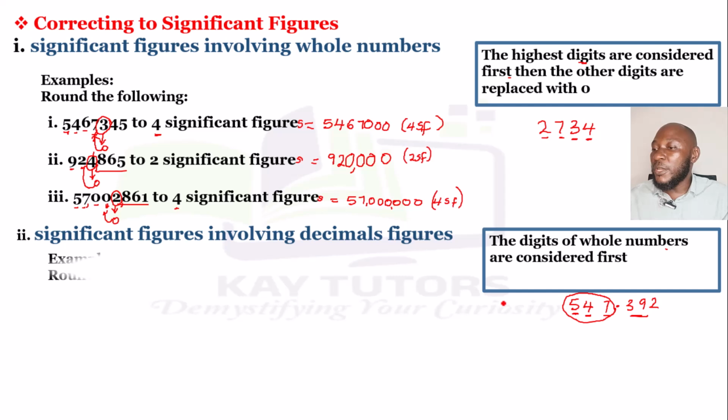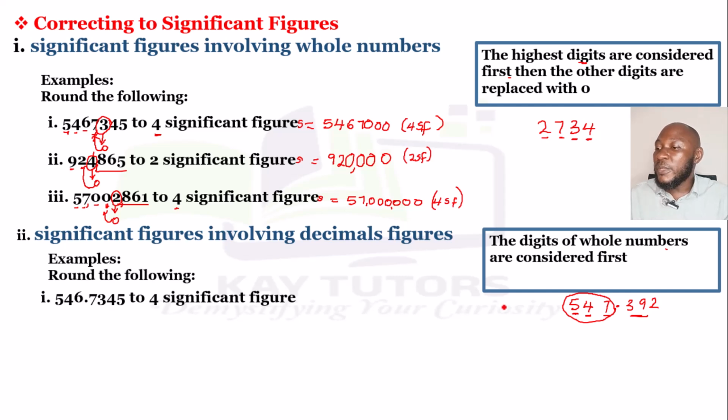So let's look at this example. Let's round 546.735 to the nearest 4 significant figures. Again, we have 1, 2, 3, then 4. My judgment is on 3. So since 3 is less than 5, I'll round down to 0 and add my answer to 7.